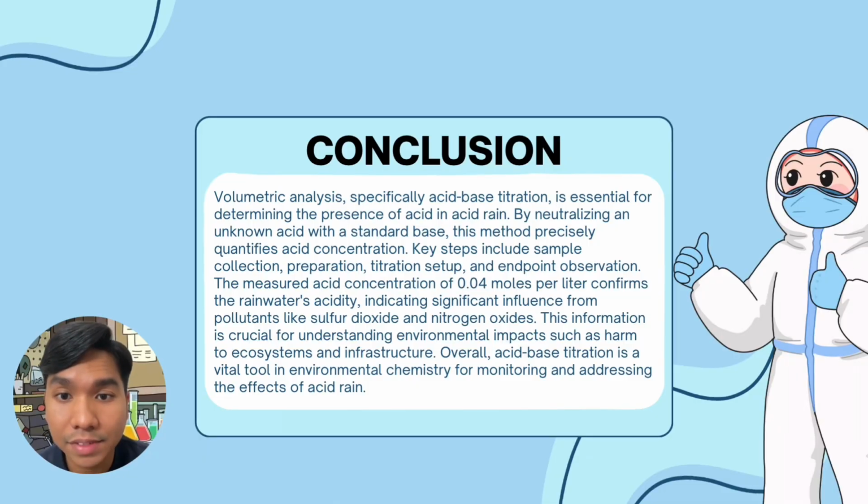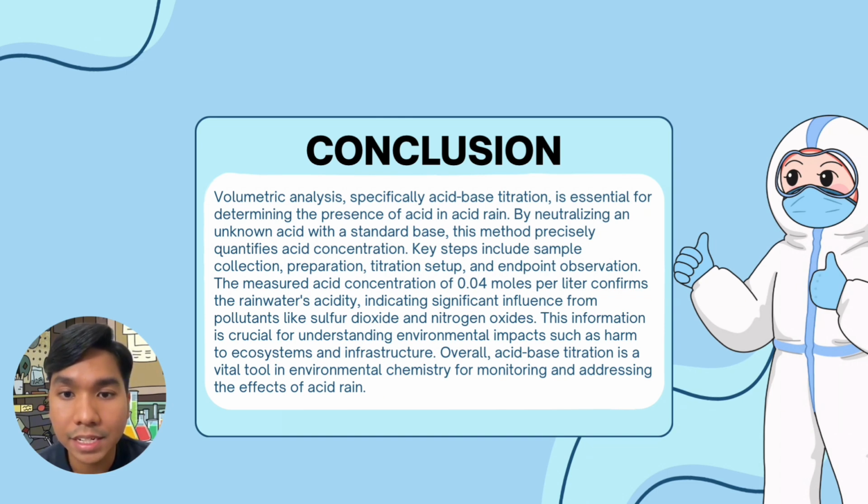Okay. To summarize, volumetric analysis, specifically acid-base titration, is essential for determining the presence of acid in acid rain. By neutralizing an unknown acid with a standard base, this method precisely quantifies acid concentration. Key steps include sample collection, preparation, titration setup, and endpoint observation.